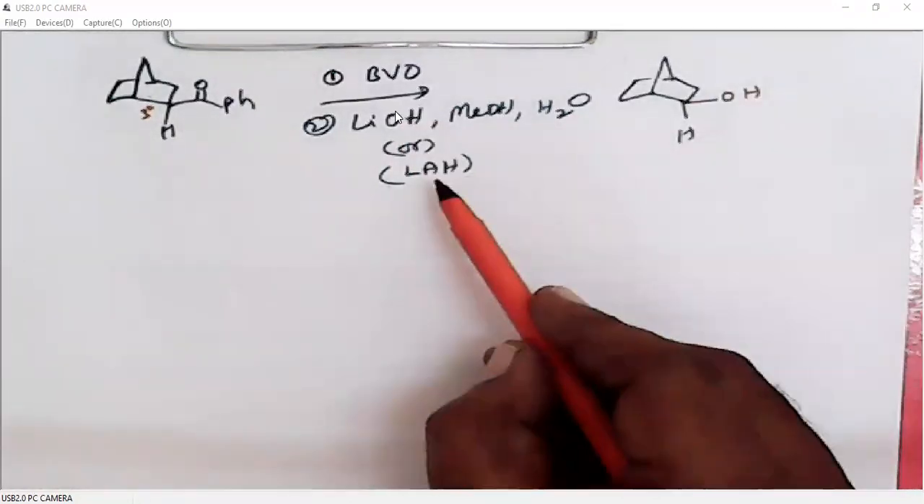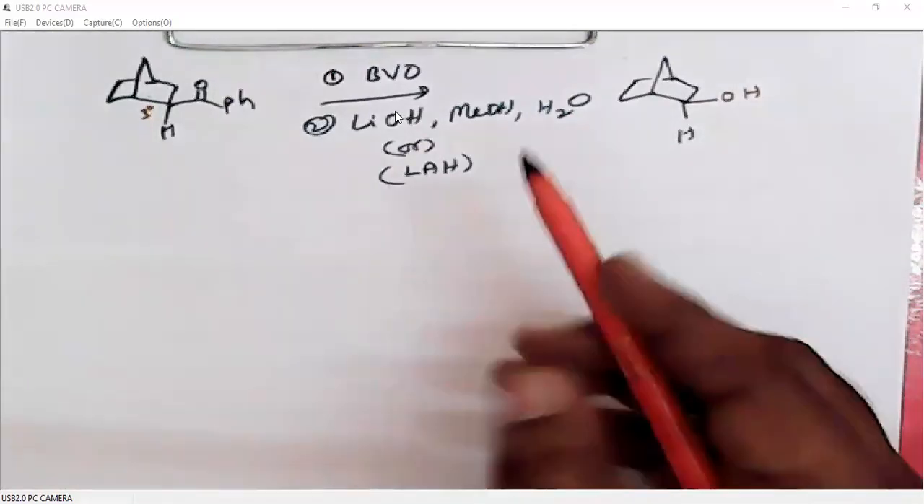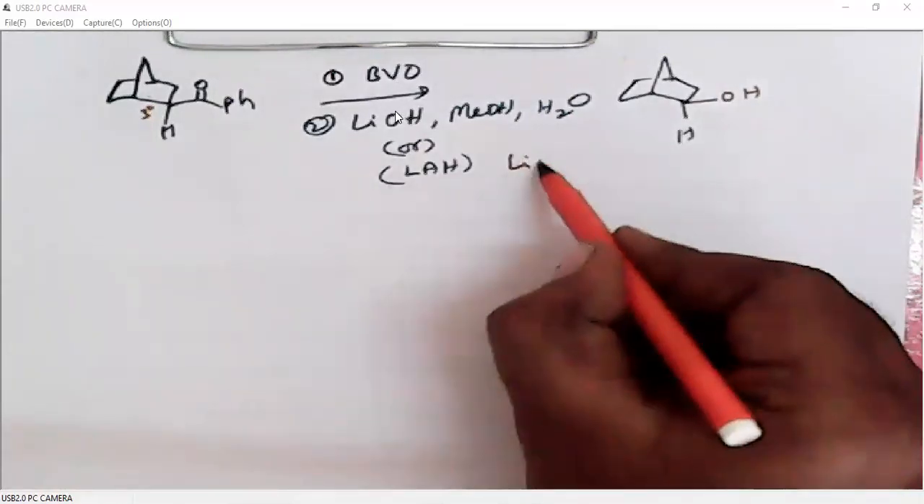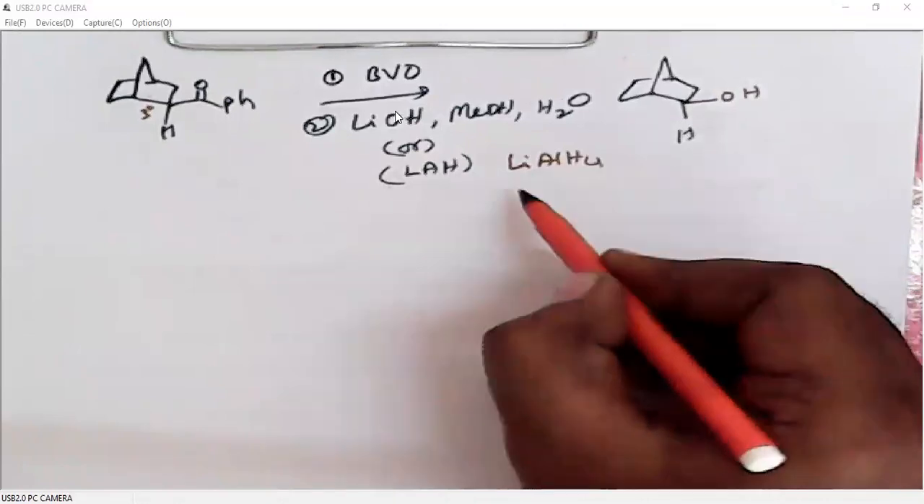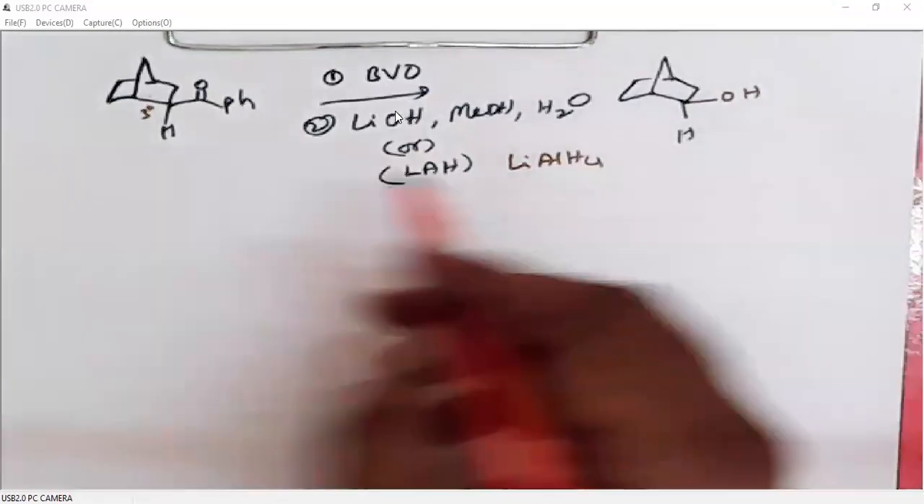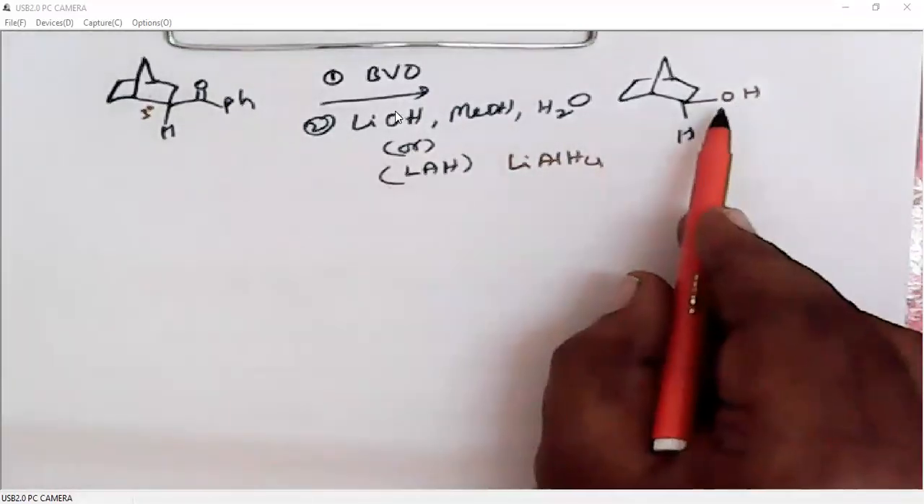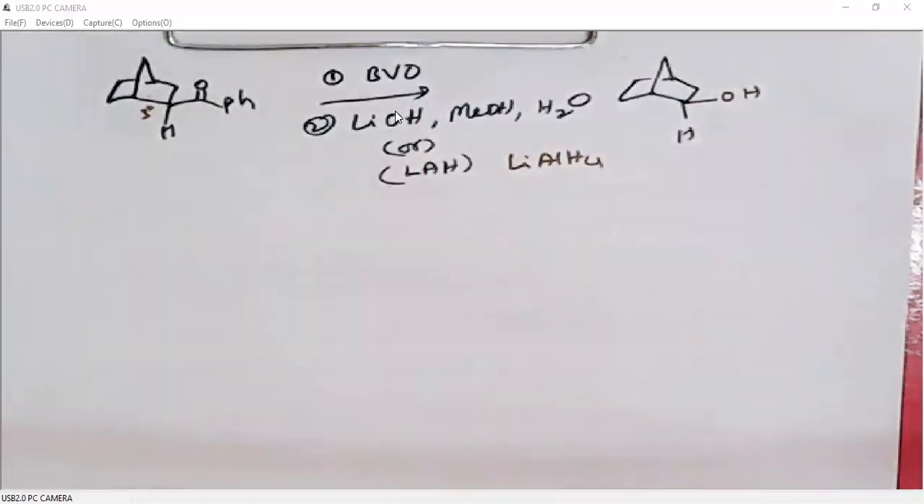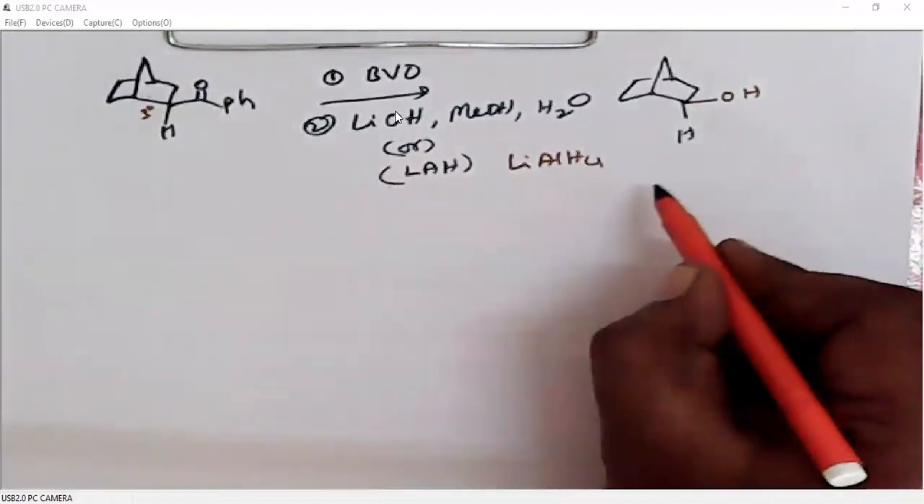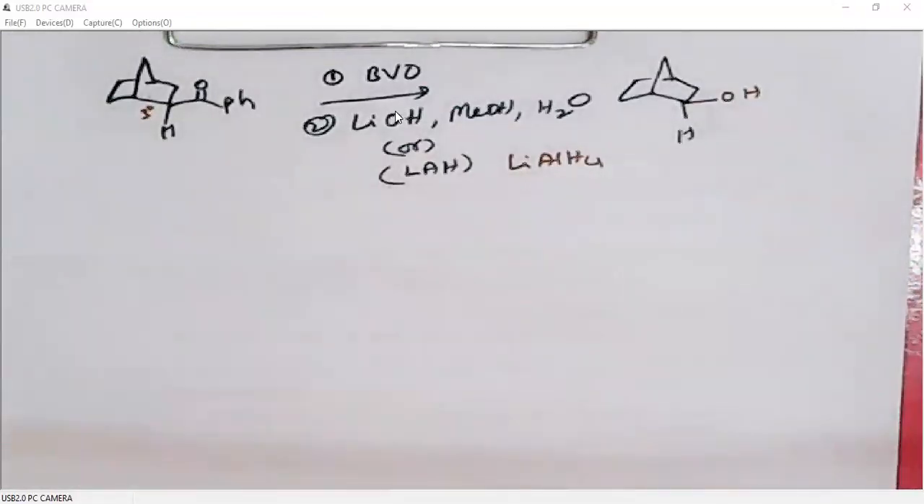But the same ester, if we reduce it with LAH, lithium aluminum hydride, what happens? Lithium aluminum hydride will reduce the ester. So this side we will get alcohol, other side also we will get alcohol. So for this we will get benzyl alcohol. Okay, right. I will give some more examples.